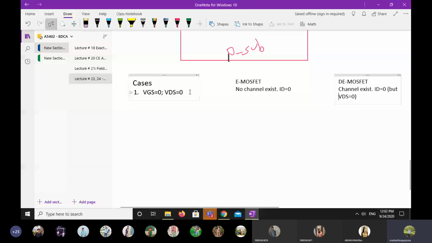Right. The next case is VGS greater than 0. Greater than 0 means positive. VDS is also greater than 0. So both are increasing: VGS is increasing in the positive direction, and VDS is also increasing in the positive direction. What happens in the channel?